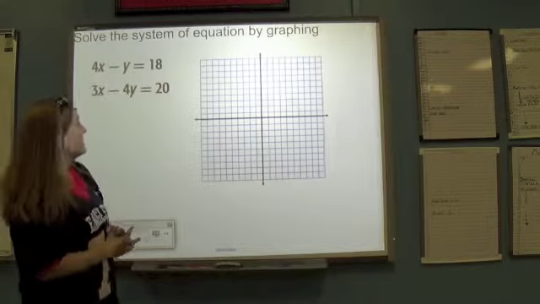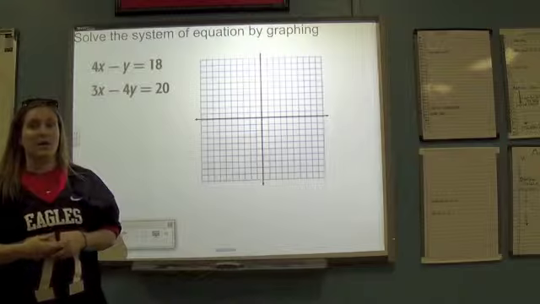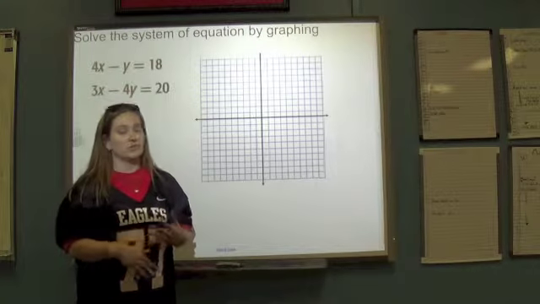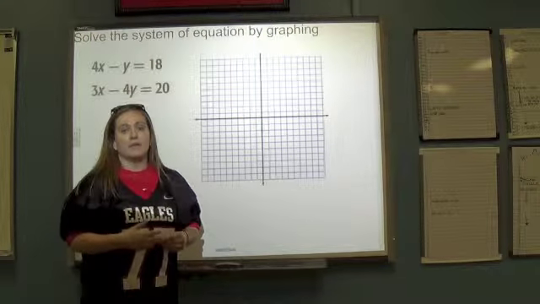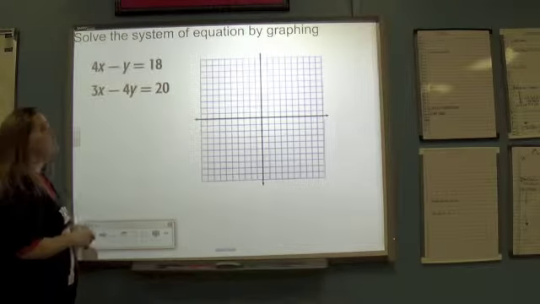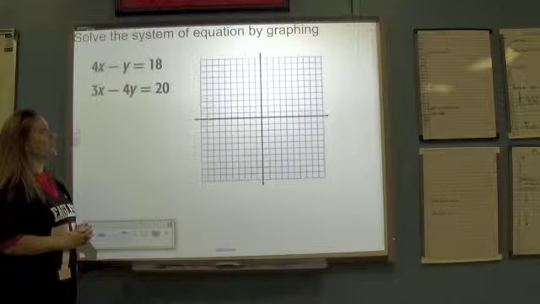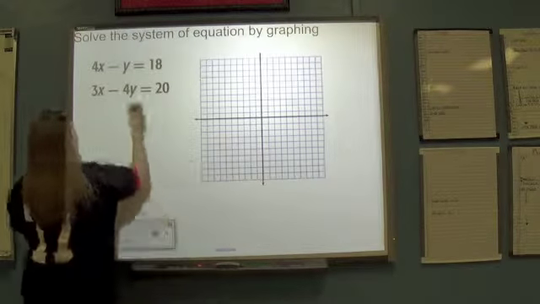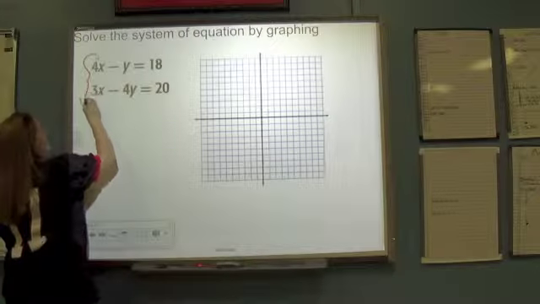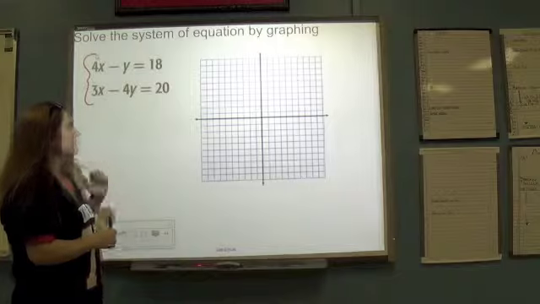Alright, so we're going to solve this by graphing. In the other two videos, I'm going to use this exact same problem because I want to show you that you can do whatever you want to solve the system. So, solve the system of equations by graphing: 4x minus y equals 18, and 3x minus 4y equals 20. A lot of times they denote systems just like that, with a brace, which indicates that the system is together. So let's go ahead and graph them.